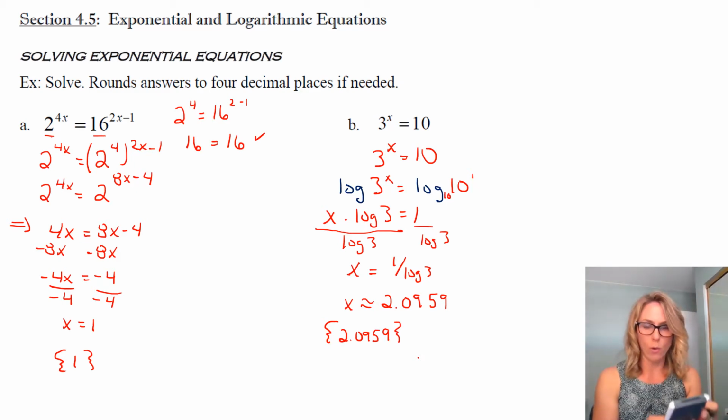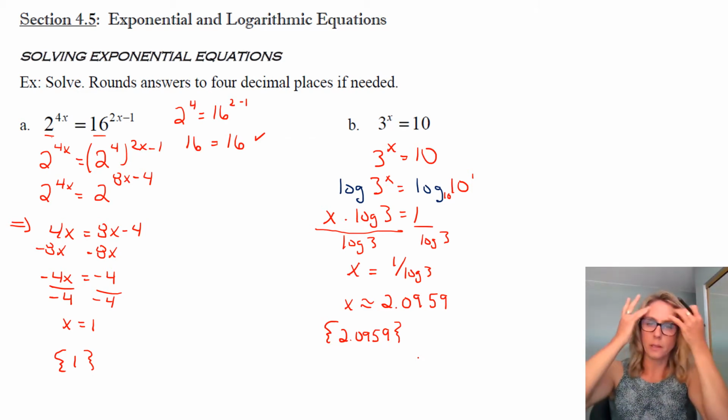So you could say, okay, 3 to the, put your exponent, 2.0959. I get 9.999964028. So that's going to keep going. So obviously that's not 10. And that's simply because my answer has been rounded. It doesn't mean it's not the correct answer. It's the correct answer to 4 decimal places.